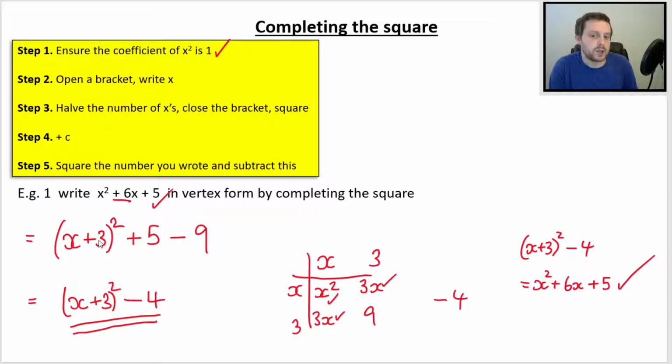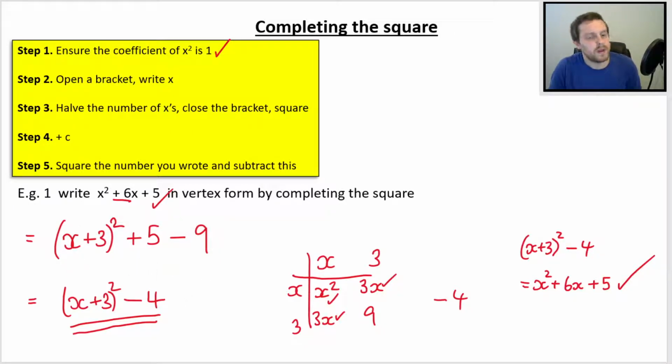Now the reason we do that is because when we expand this bracket out, we're going to have a 3x and a 3x, which is what we want. We want 6x altogether, and 3 is half of 6. So whatever this was, we halve it and write it there. Close the bracket, write squared. Then we don't forget about the plus 5, so we write the plus 5. And then the problem is this 3 squared pops out, but we don't want that, so we need to take it away. And then if we tidy that up, we get the right answer.